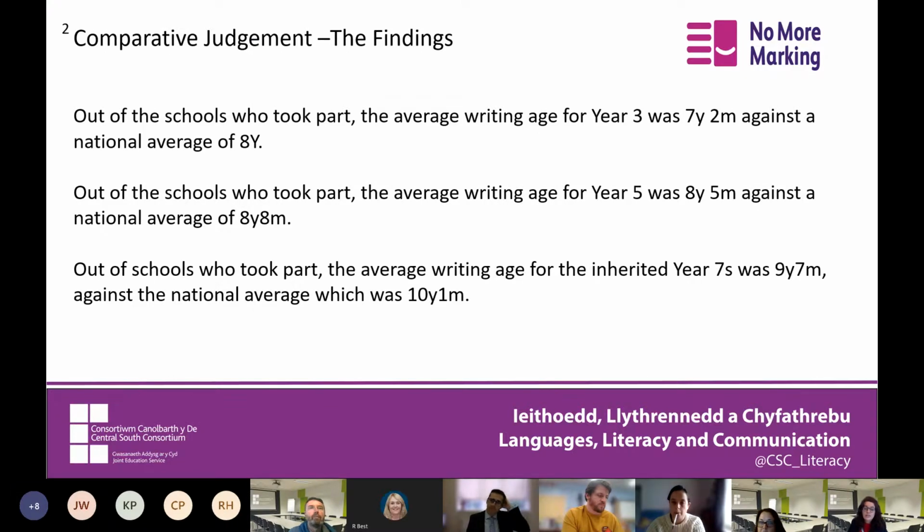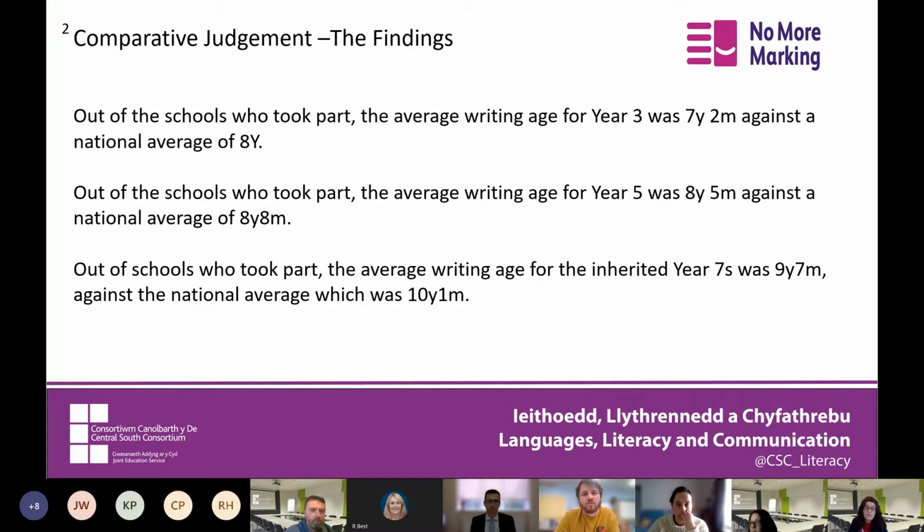In autumn 2020, Central South Consortium invited schools to take part in a pilot of comparative judgment. Comparative judgment is a means of assessing pupils' writing based on a huge national archive of pupils' writing on the same open-ended task and the same year group nationally. So we had both primary and secondary schools and representation from all five of the local authorities within our remit. The assessment was judged collaboratively by teachers across schools using comparative judgment.